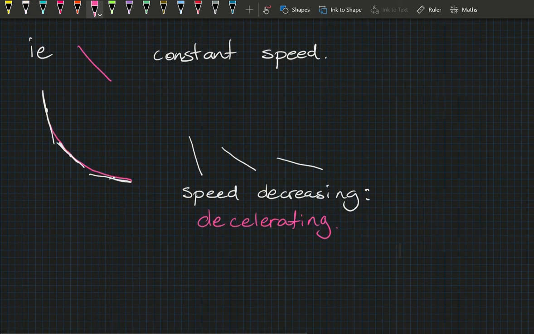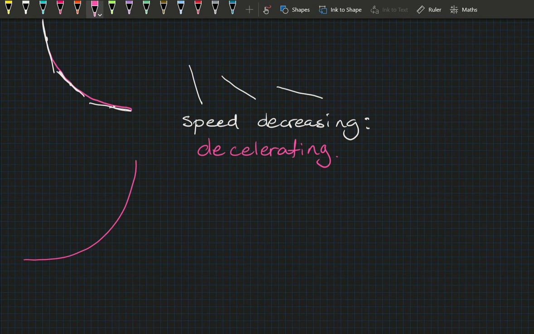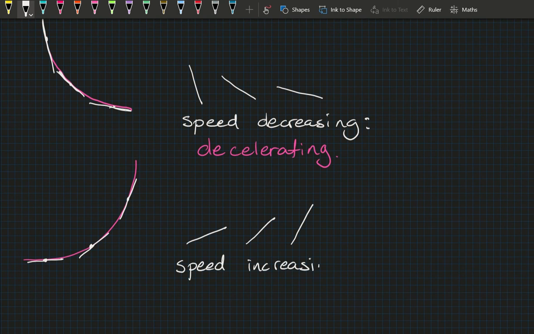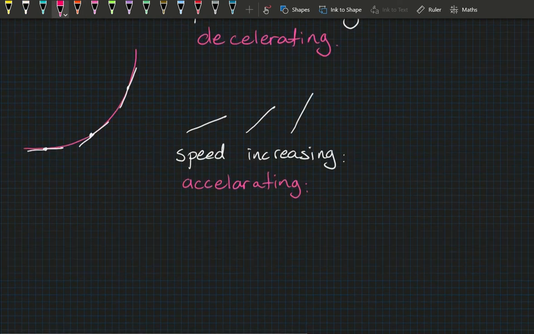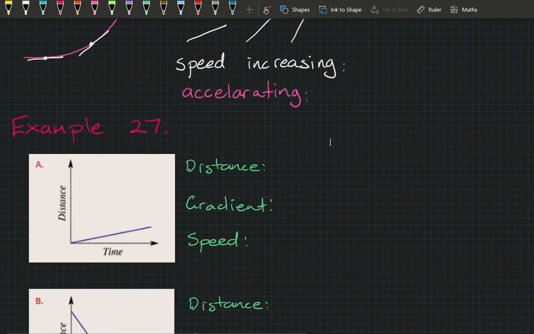And on the other hand, if the graph curved up in the opposite direction and were to draw some gradients that mimic the lines at these points, we would see that the gradient is changing like this as we move along. And clearly our speed is increasing, which we describe as accelerating. Alright, so let's have a go at example 27, where we're going to look for these properties in the following graphs that I've prepared a little bit earlier.